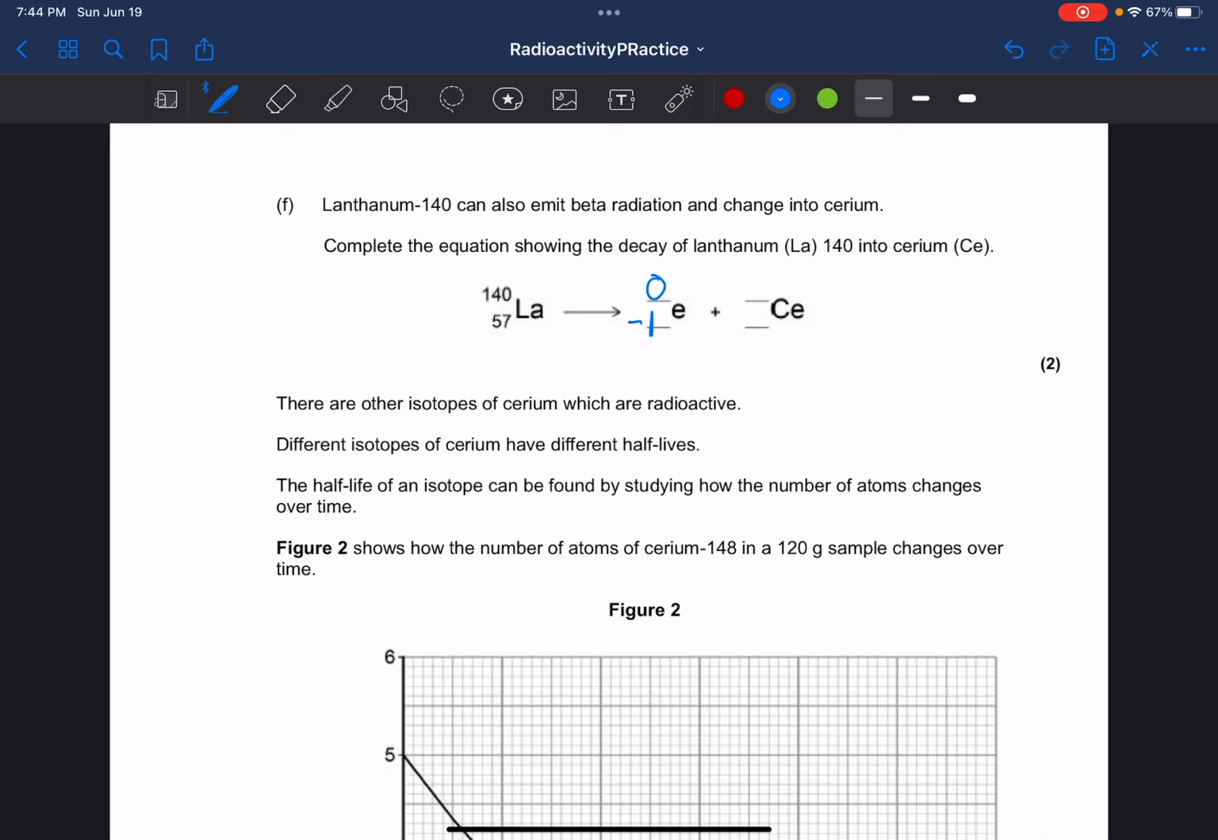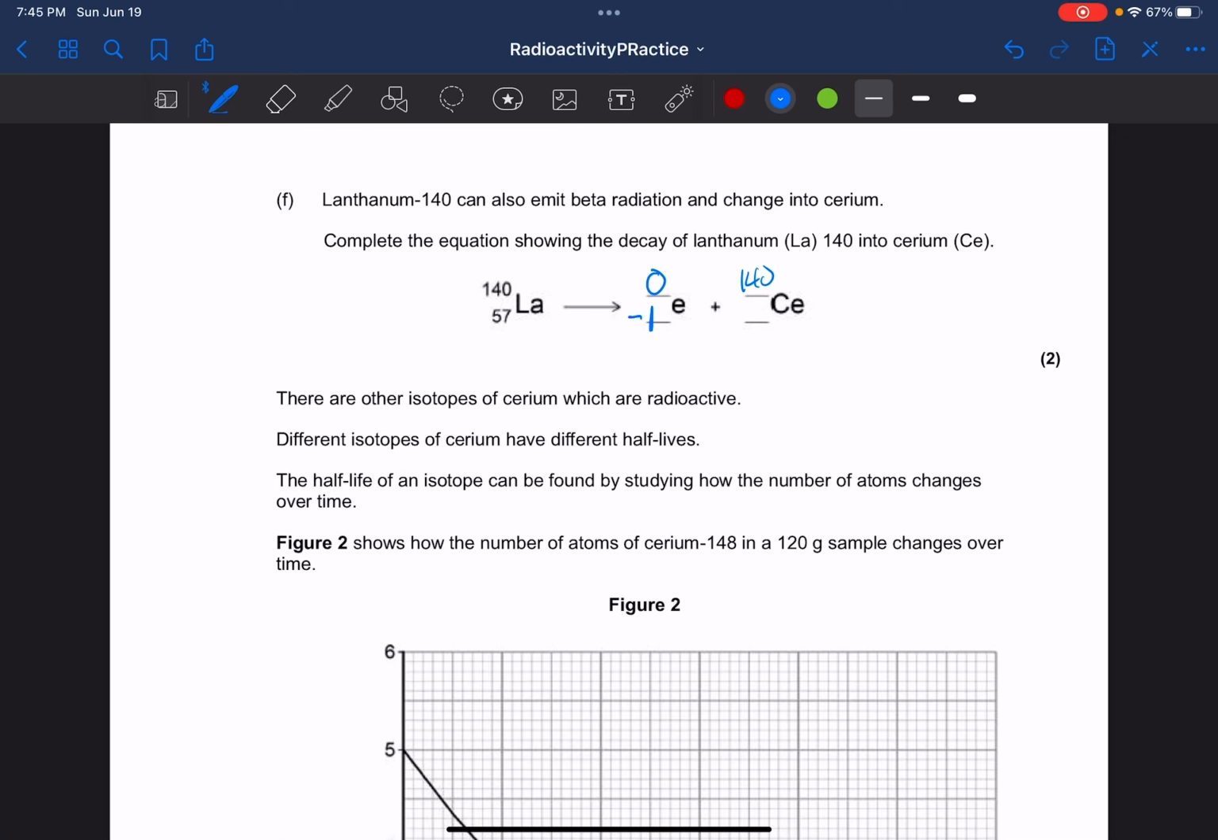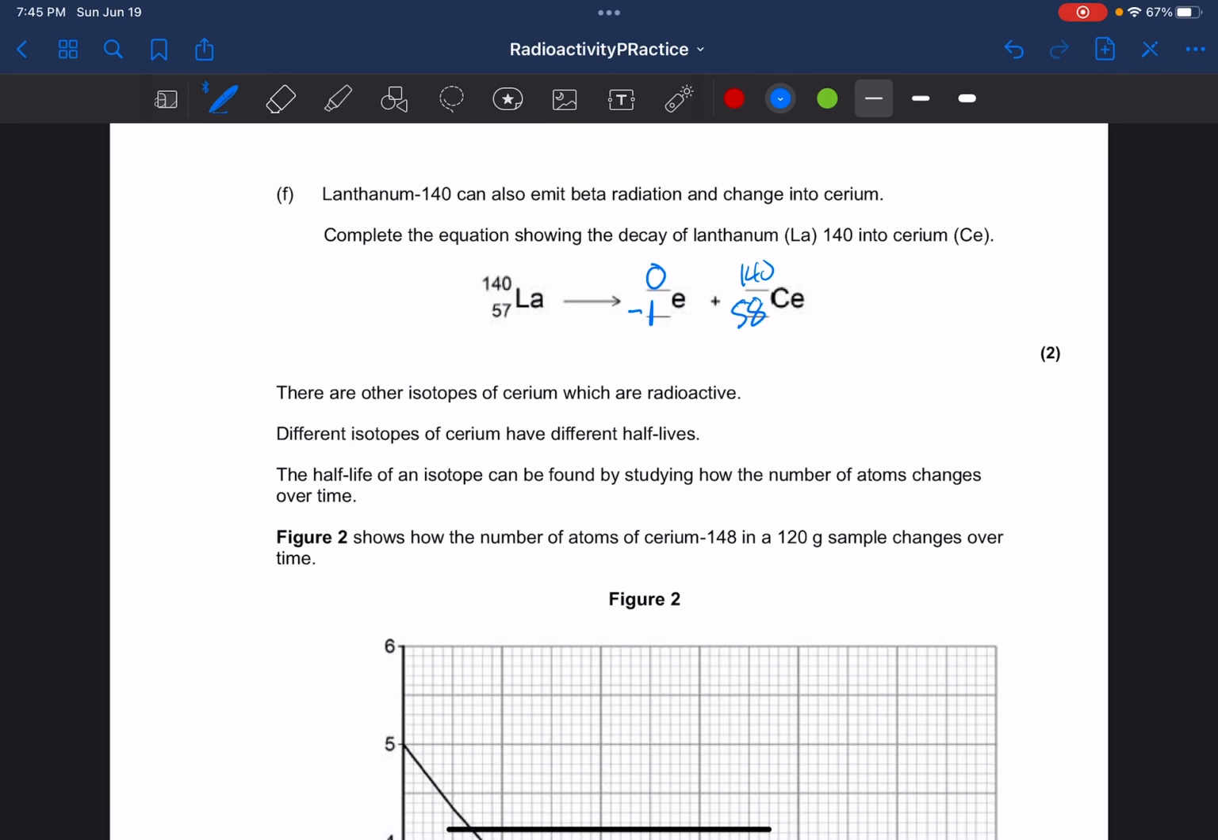Now, the secret is that on both sides of this arrow, numbers at the top have to add together to stay the same, and same thing with numbers at the bottom. So 140 minus 0 is still 140. And 57 minus -1 is 58. So you don't need a periodic table for this. This is how you figure it out. This requires knowing what an electron is and how to do these kinds of nuclear equations.